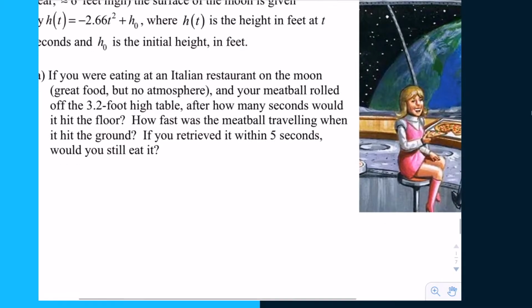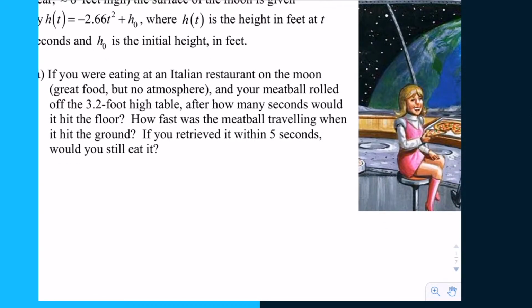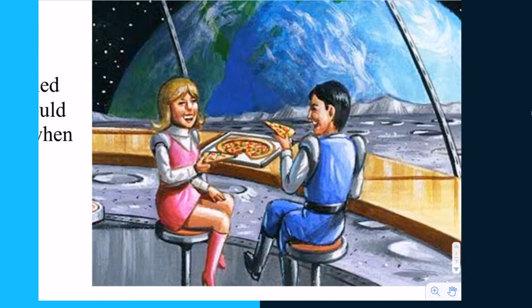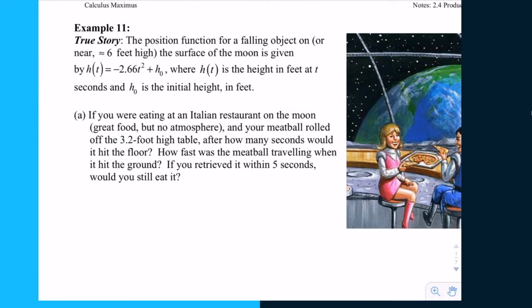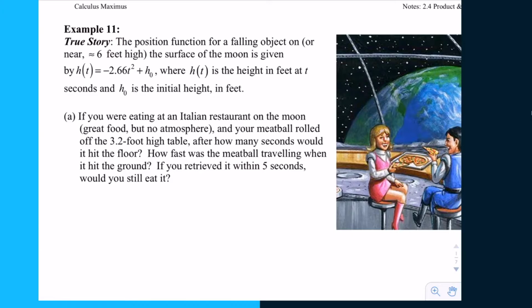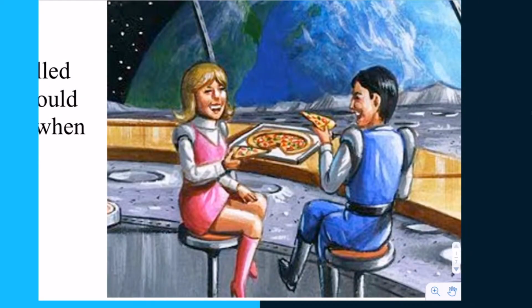All right, so part A, if you were eating at an Italian restaurant on the moon, which Yelp says has great food, but no atmosphere. And bad service. And your meatball rolled off of the 3.2-foot high table. Okay, so this could be you, or maybe you're next to yourself. They don't look like they're eating meatballs. But when you Google pepperoni or Italian food on the moon, very few images come up, surprisingly. So you had to take what you can get. So anyway, maybe there's meatballs on the pizza. Notice you're dressed for the moon as well. You got them space costumes on. Yeah, cool.